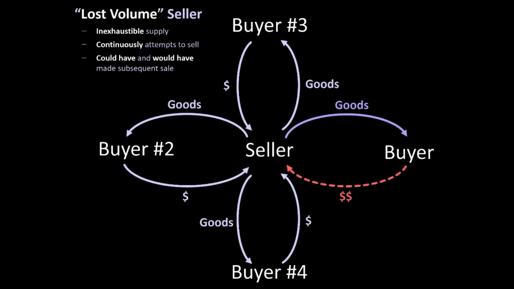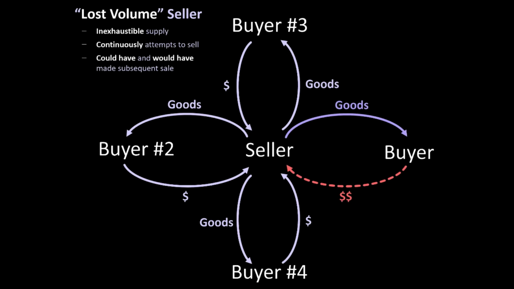Where the seller is a lost volume seller, the buyer's breach does not mean the seller now has additional goods to sell to another buyer in a subsequent resale transaction. Instead, the buyer's breach means the seller has now lost the potential to profit from its sale of goods to the breaching buyer. Because, but for the buyer's breach, the seller would have had the benefit of both its contract with the breaching buyer and any other subsequent contracts the seller might make to sell identical goods to other buyers.